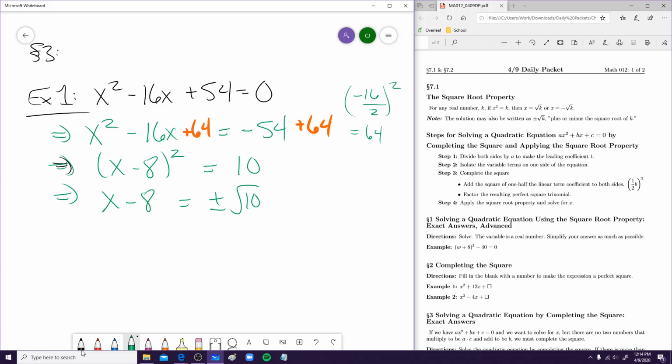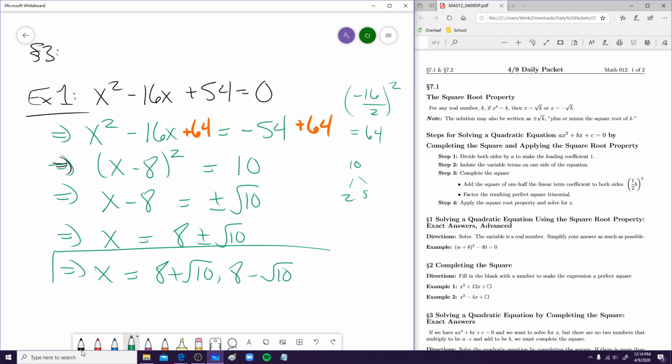The square root of 10, there is no perfect square that goes into 10 nicely. Even if you broke it up into factors, it is 2 and 5, and they both have a power of 1, which is less than our index. So just add 8 over. Then we get 8 plus or minus the square root of 10. So x is equal to 8 plus square root of 10, and 8 minus square root of 10.